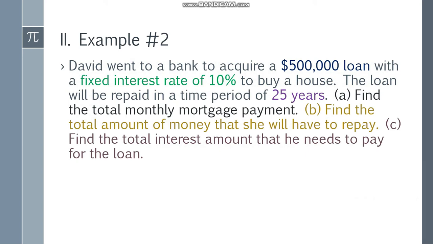Let's move on to example number 2. David went to a bank to acquire a $500,000 loan with a fixed interest rate of 10% to buy a house. The loan will be repaid in a time period of 25 years. Letter A, find the total monthly mortgage payment. Letter B, find the total amount of money that he will have to repay. And letter C, find the total interest amount that he needs to pay for the loan.